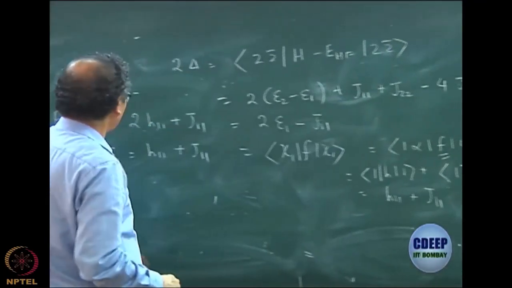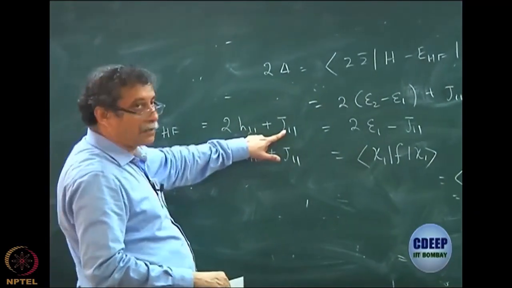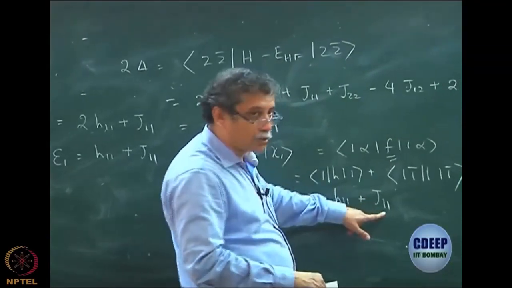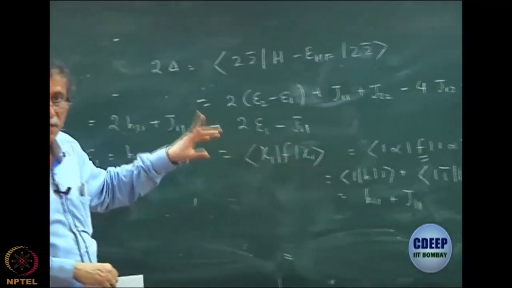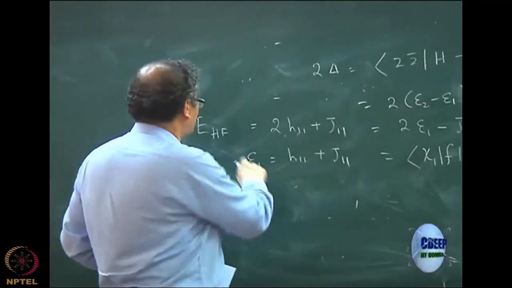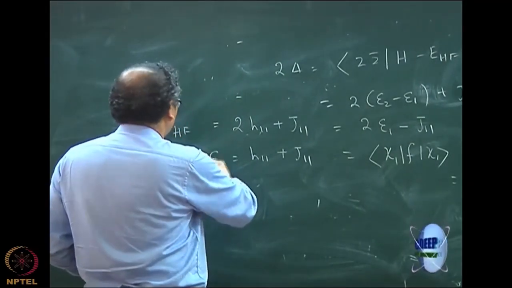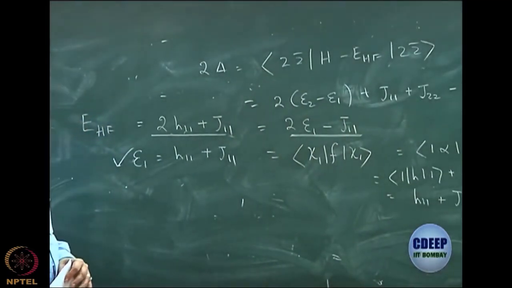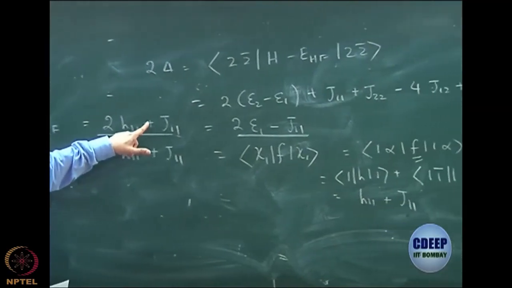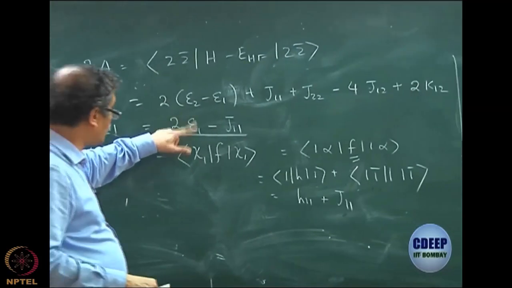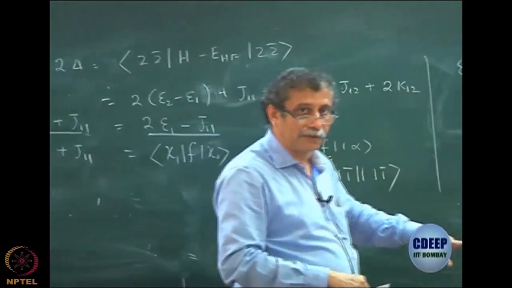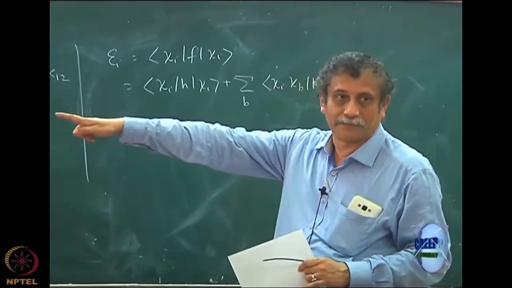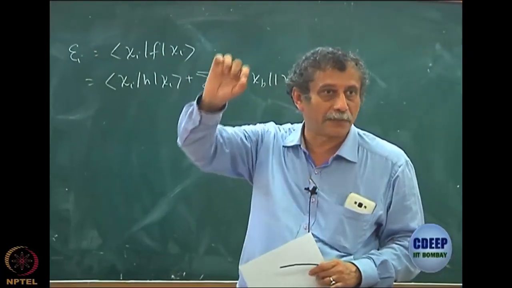So, that is your epsilon 1, and E Hartree Fock is 2H11 plus J11. So, that can also be written as 2 times epsilon 1, which is 2H11 plus 2J11 minus J11. So, either of these formulas is right. I hope it is clear. If you write in terms of 2H11, you have a plus J11. If you write in terms of 2 epsilon 1, you will have minus J11 for the Hartree Fock energy. This is for a simple case of 1-1 bar, where Hartree Fock is a 2 electron problem, right.